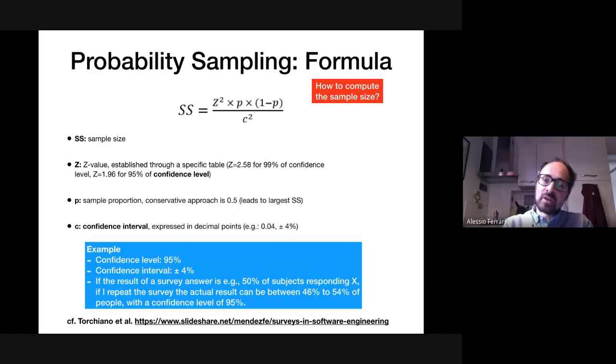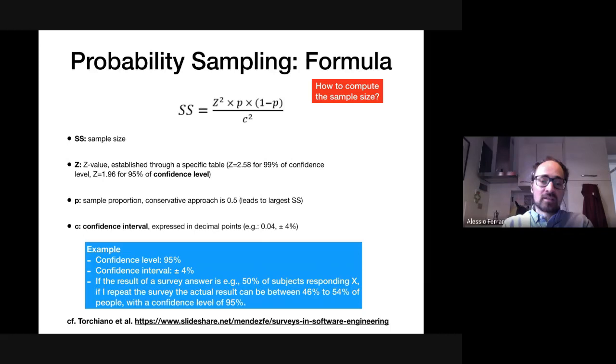So this is to give you an idea on how to read, not just how to select the sample size, how to compute the sample size, but also how to read the results that you find in a survey. For example, you may find that the confidence level is 95% and the confidence interval is plus or minus 4%. Okay, what does this mean? That I am 95% confident that if I repeat the experiment, my result will be the same with an interval of plus or minus 4%.